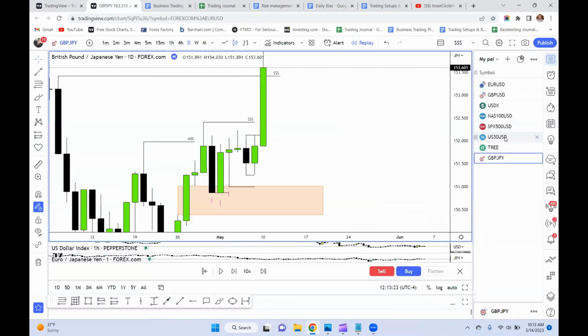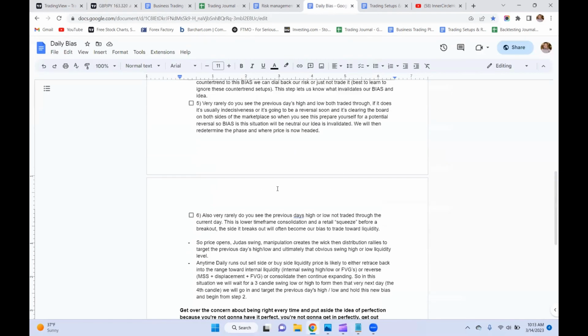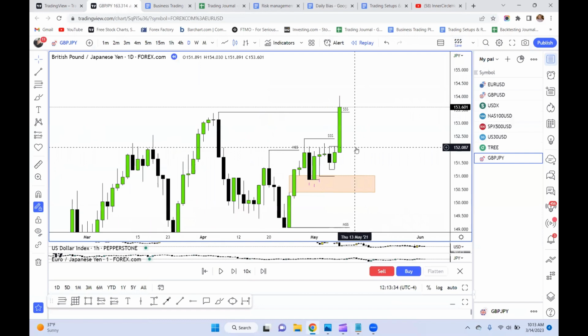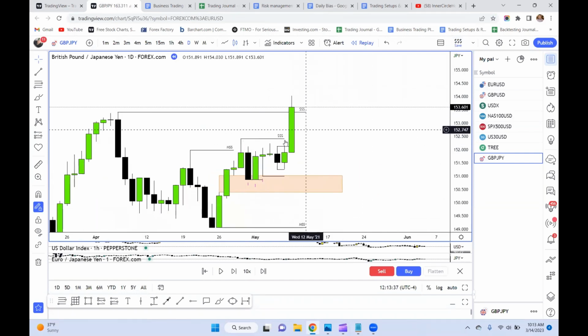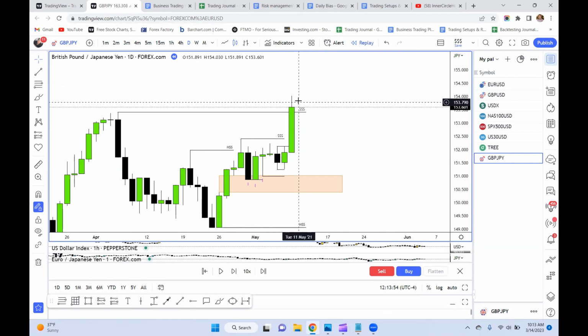Okay, so at this point now, like I mentioned, squeeze before a breakout. The side it breaks out will often become our bias to trade toward liquidity. So you can see that it took out liquidity right here. It hasn't created a 3 candle swing. We can anticipate maybe an open, a little Judas swing down, the manipulation accumulation to buy in, potentially take out this high here, create another high wick, or we can see it create like a lower wick, and then that'll be like the swing high, and then it could create a big fair value gap right here as well.